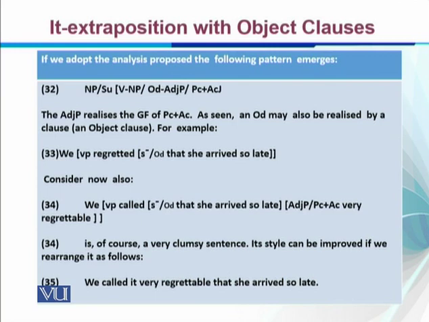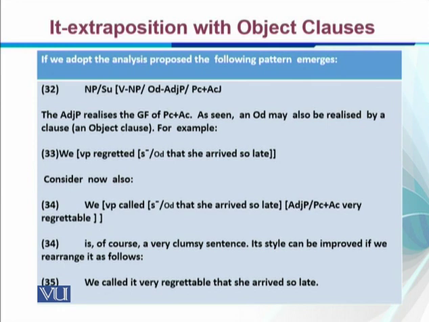Now let's consider (34): We called that she arrived so late. If we look at this sentence, it's a very clumsy sentence. Its style can be improved if we arrange it in the following way. Look at the 35th sentence: We call it very regrettable that she arrived so late. Now in 35, this sentence sounds very impressive, right?